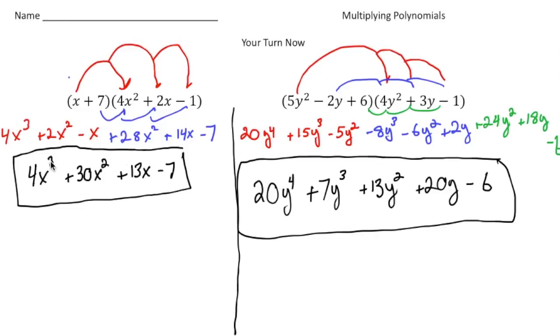Last but not least, you combine the like terms. So that's going to be 4x cubed, and then 2x squared and 28x squared, that gives us the 30x squared. And then the negative x and the 14x gives us 13x. And then finally there's a lone minus 7 at the end.